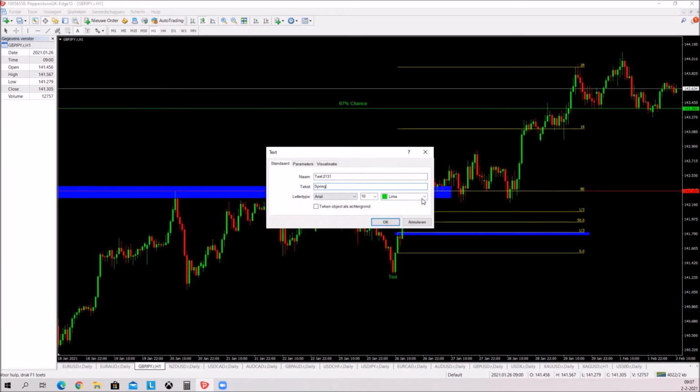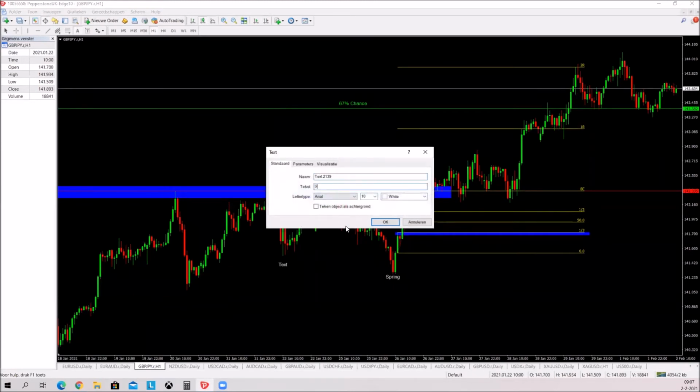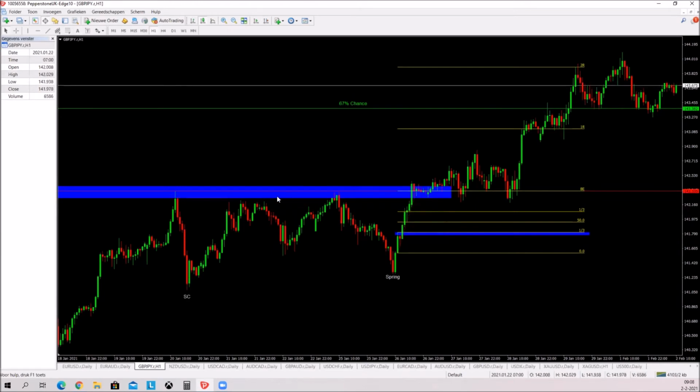We put in the phases for you. This was a clear spring. In my mind, this was a selling climax, a local selling climax. People will most likely see this as the selling climax because of the move to the upside.